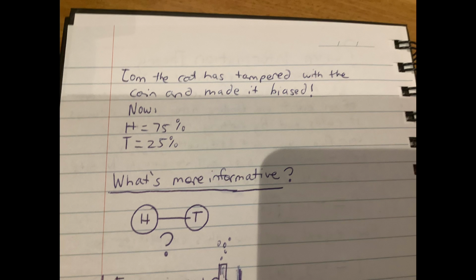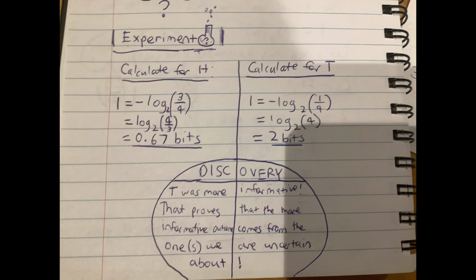But what if the probabilities were not equal? What do you think is more informative? Okay, so here's our experiment. We had a 75% chance of heads and 25% of tails. So heads is more likely. So the information would be the negative binary logarithm of 3 over 4, which is the binary logarithm of 4 over 3, which is approximately 0.42 bits. For tails, it's the same formula and you end up with 2 bits.